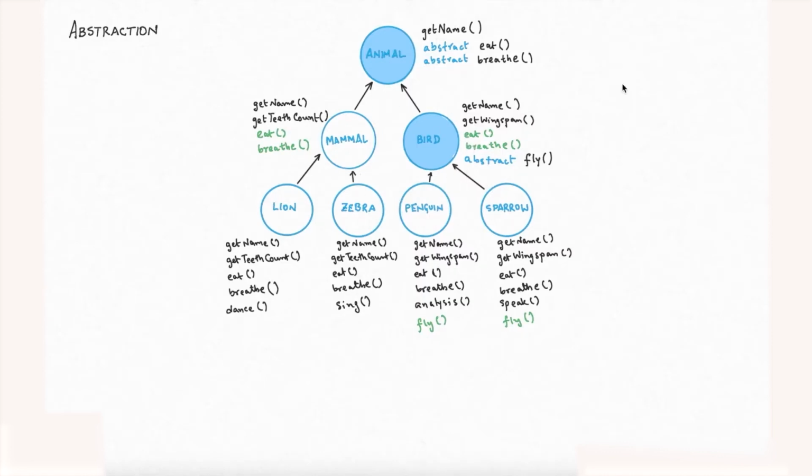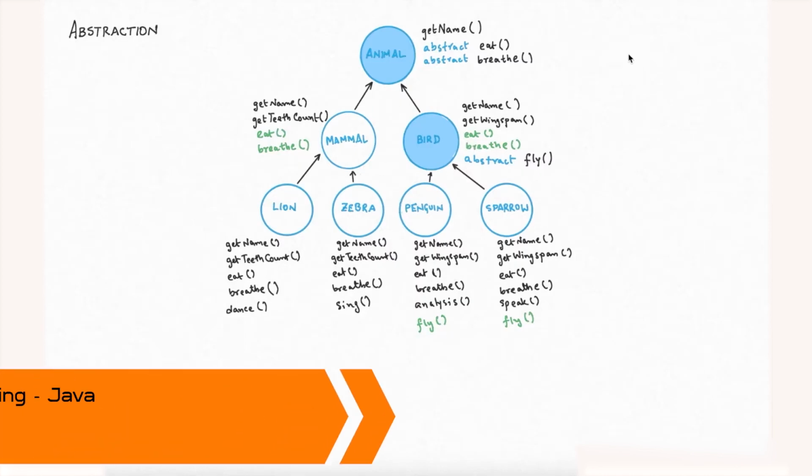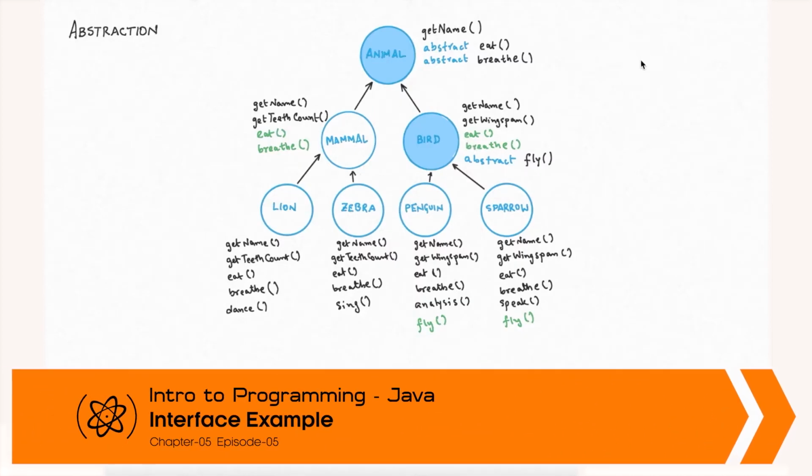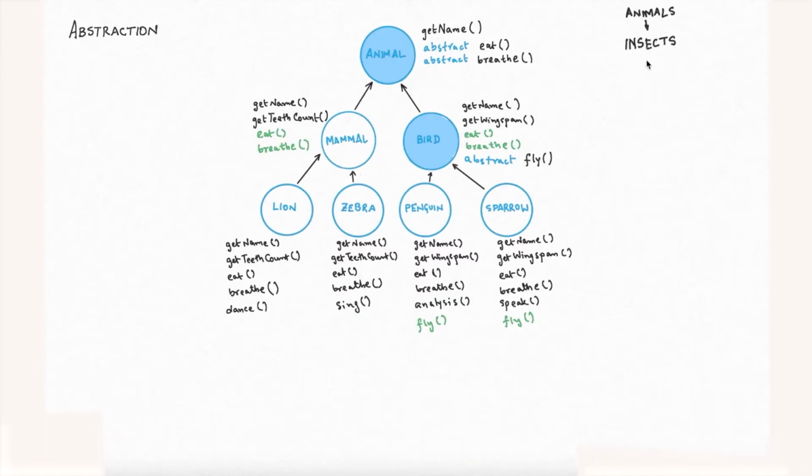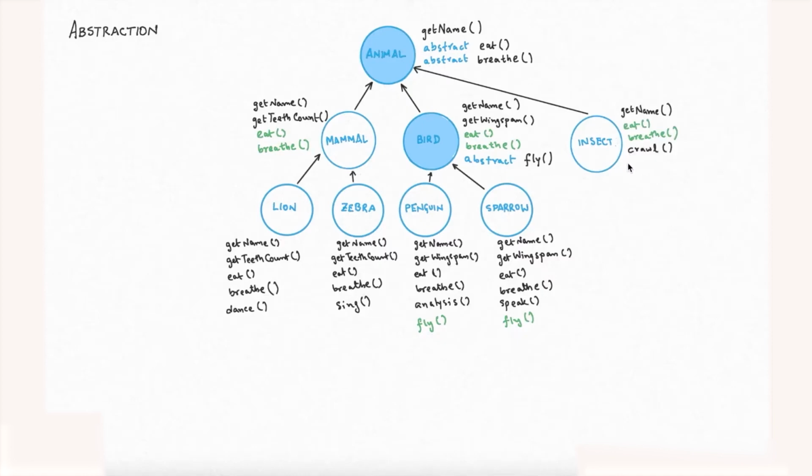behind our design here. Let's specifically think about insects, and insects would fall under animals. Now, some insects can fly and other insects cannot fly. So if we implement an insect class, then we also have to have the abstract fly method there. In this case, we will get the getName method from animal, and we will have to override the eat and the breed methods.